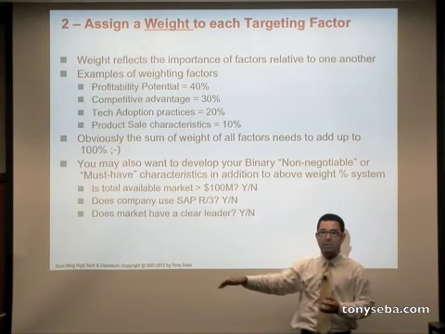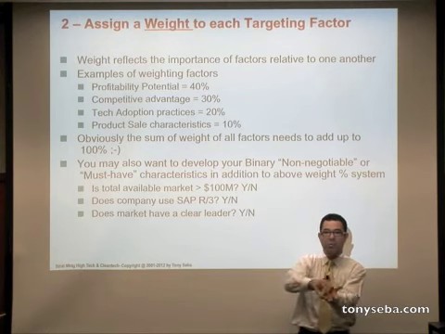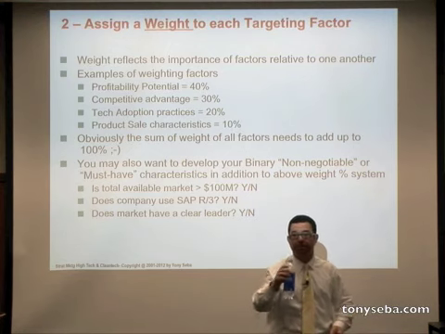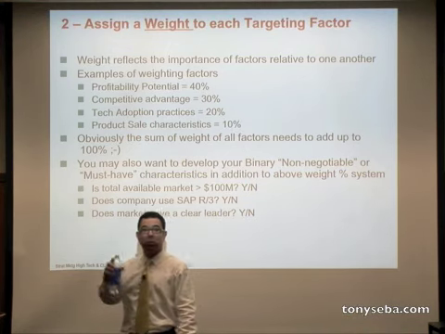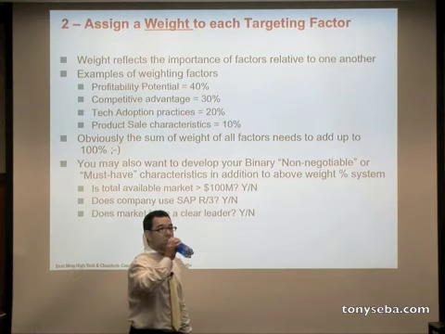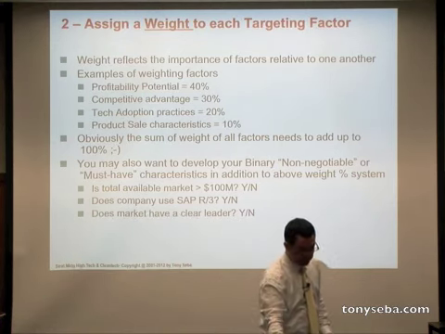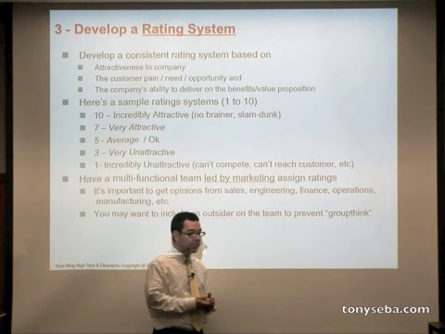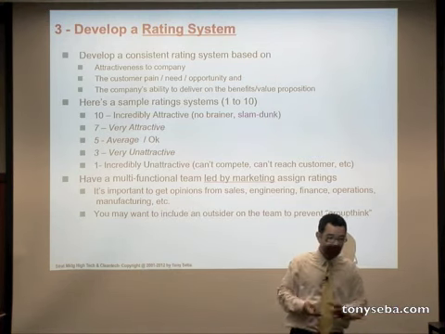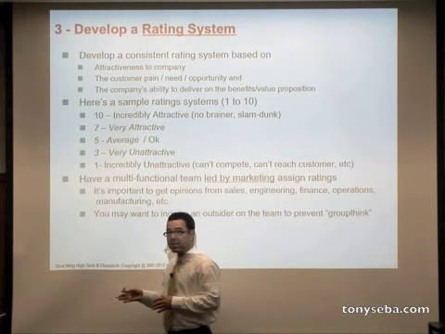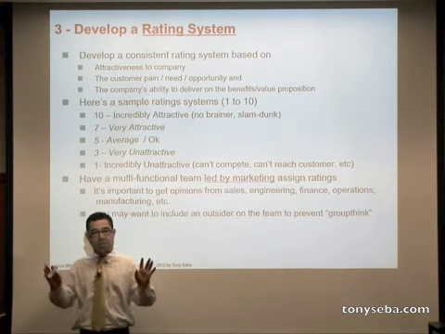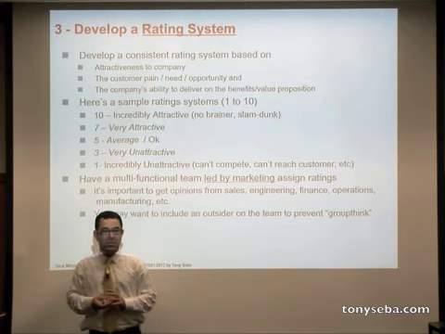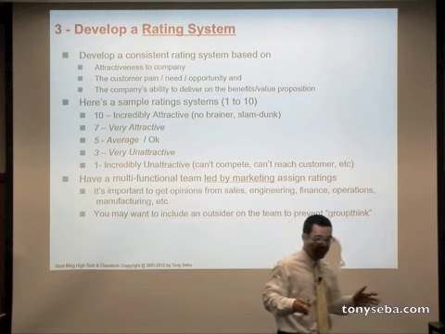And then when you get through all the binary choices, then you assign a weight to all of the above targeting factors. Does that make sense? You do that before you make a decision, okay? And then you develop a rating system. 1 to 10, 1 to 5, 1 to 20, I don't care. A to F, I don't care, right? But you develop an easy-to-understand rating system.